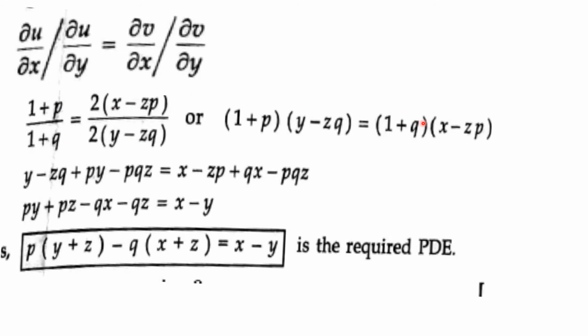Alright, cross multiply and then multiply each term inside the bracket. That is 1 into y is y. Next, 1 into minus zq is minus zq. Next, for the second term, you have to multiply to each term inside the bracket. So p into y is py. P into minus zq is minus pzq.